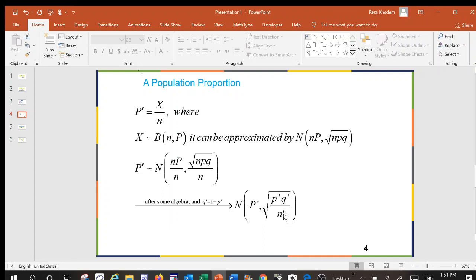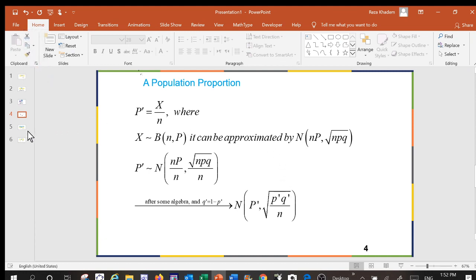Now, of course, we don't have P and Q, so we have to use P prime and Q prime instead of P and Q. Doing that will cause some error, but we can take care of that in the next chapter. For now, we're just going to leave that P prime and Q prime. And you know Q prime is 1 minus P prime.